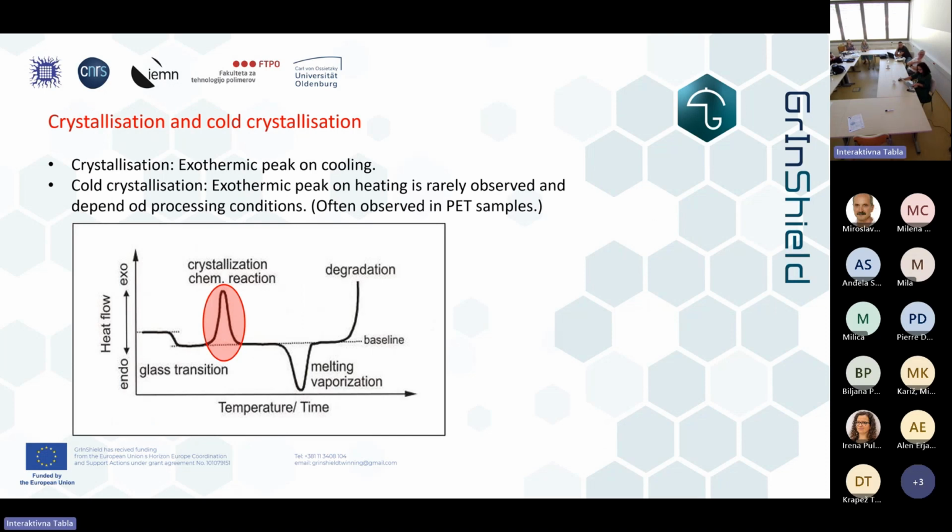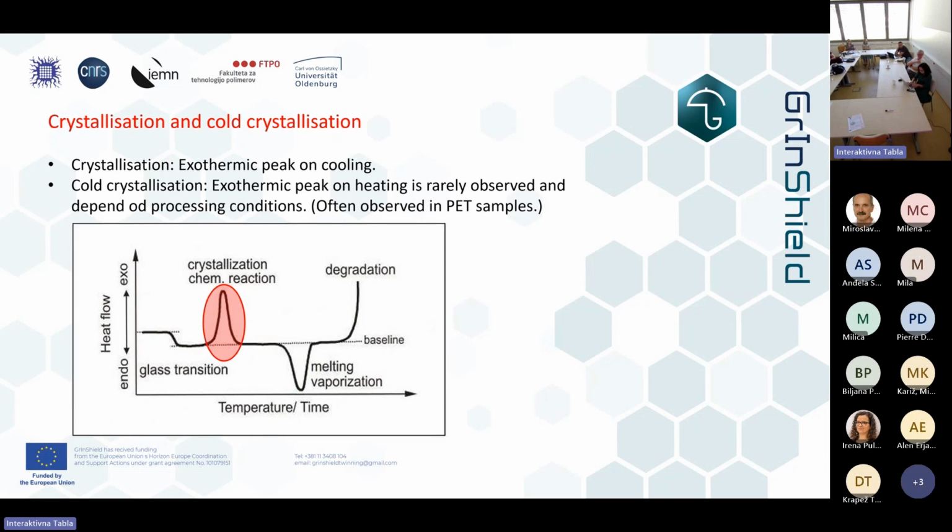Then we have cold crystallization or crystallization. Crystallization peak is the peak we obtain on cooling. From high temperature, when we go to low temperatures, we see some exothermic peak. And cold crystallization is something we observe on heating.